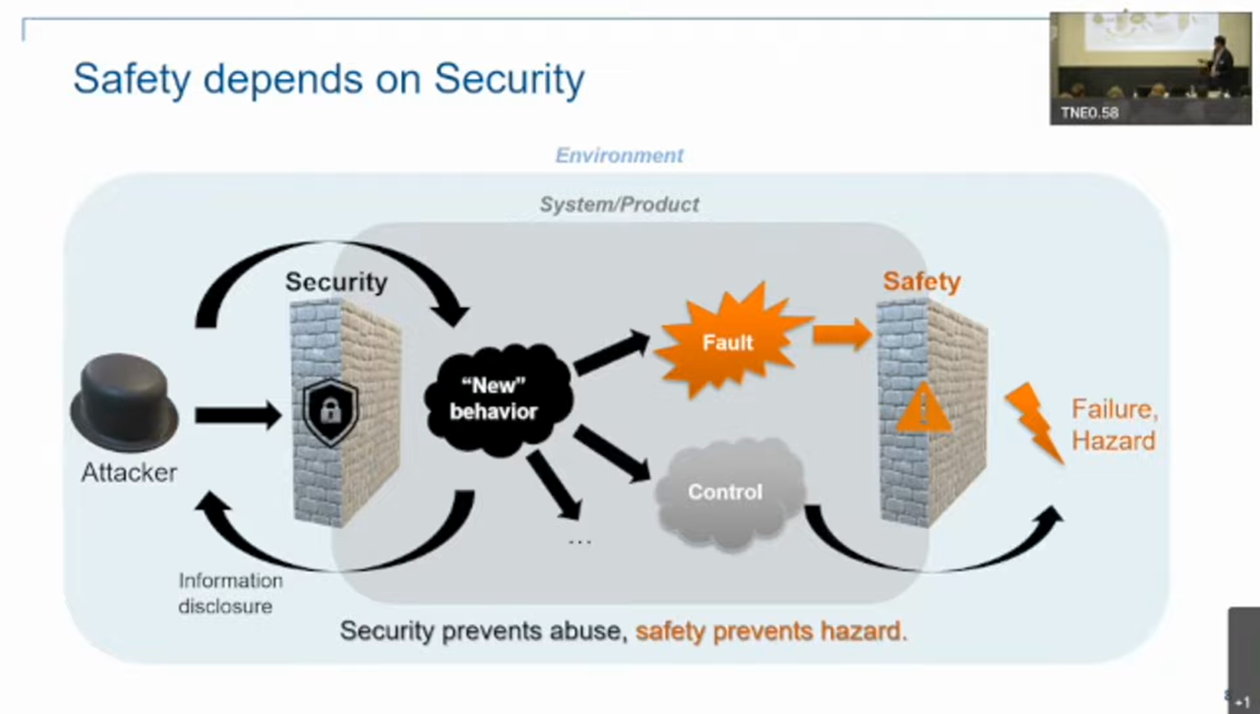What this new behavior can trigger as well is a new fault that will also have an impact on the environment, but the new behavior can also give control to the attacker. I'm sure you have already seen the example of the Jeep car that was attacked by two guys. They could control it from their laptop, which is quite dangerous in the end. So security prevents abuse and safety prevents hazard, and cybersecurity is directly linked to that.